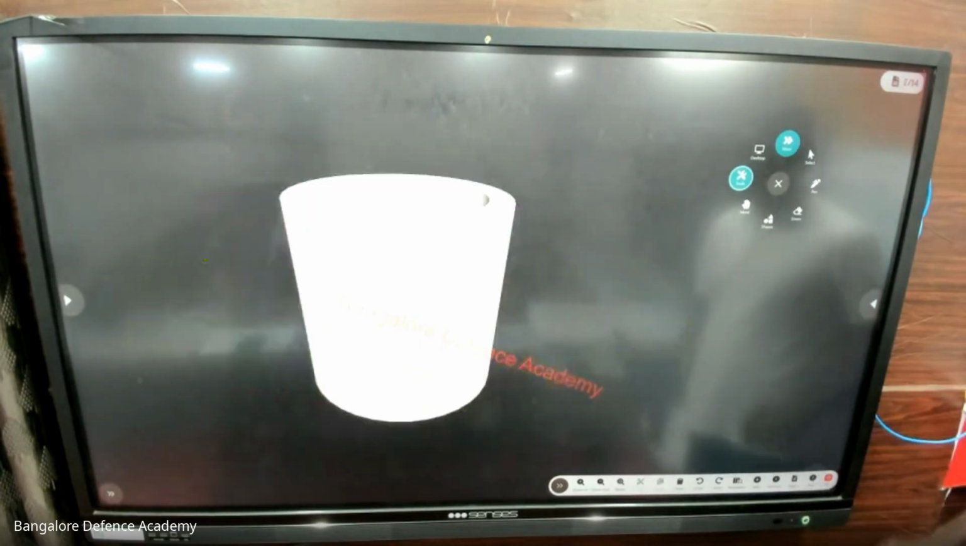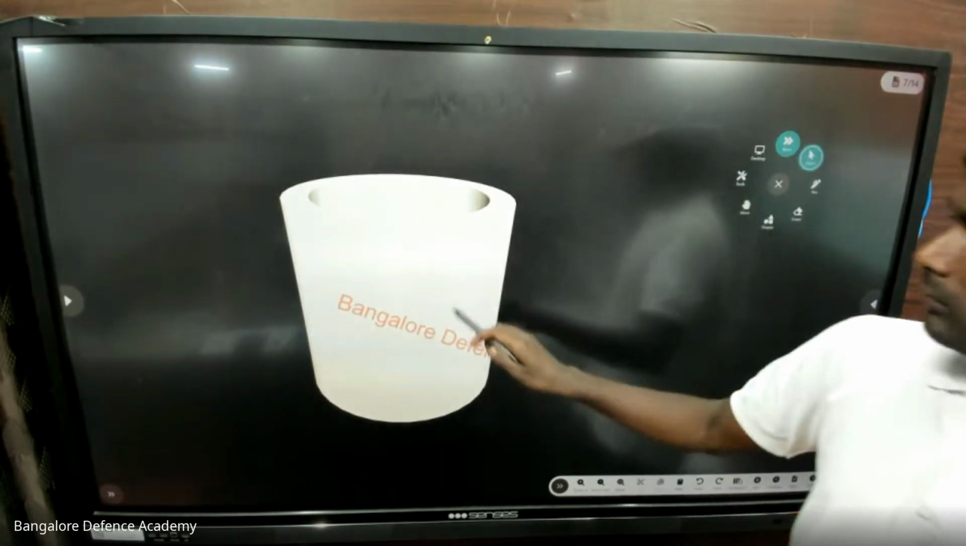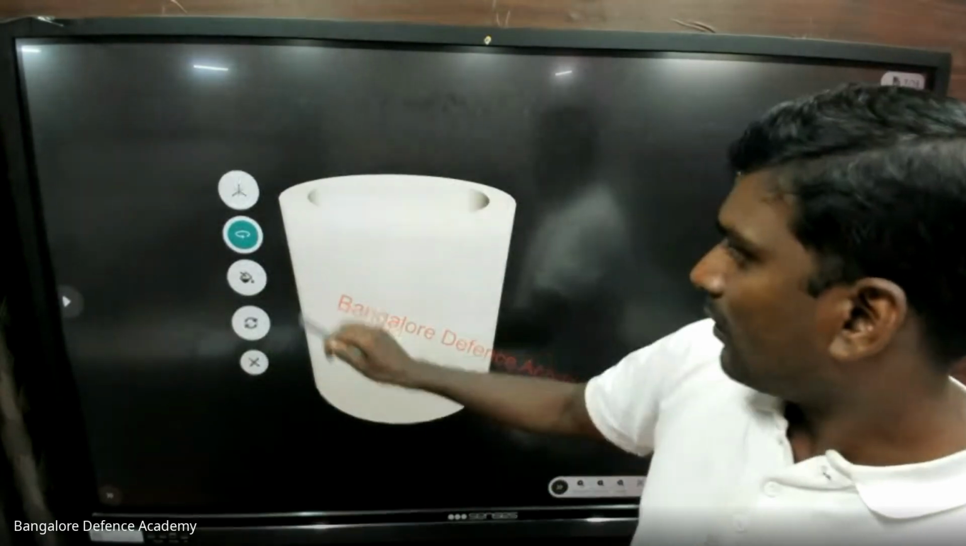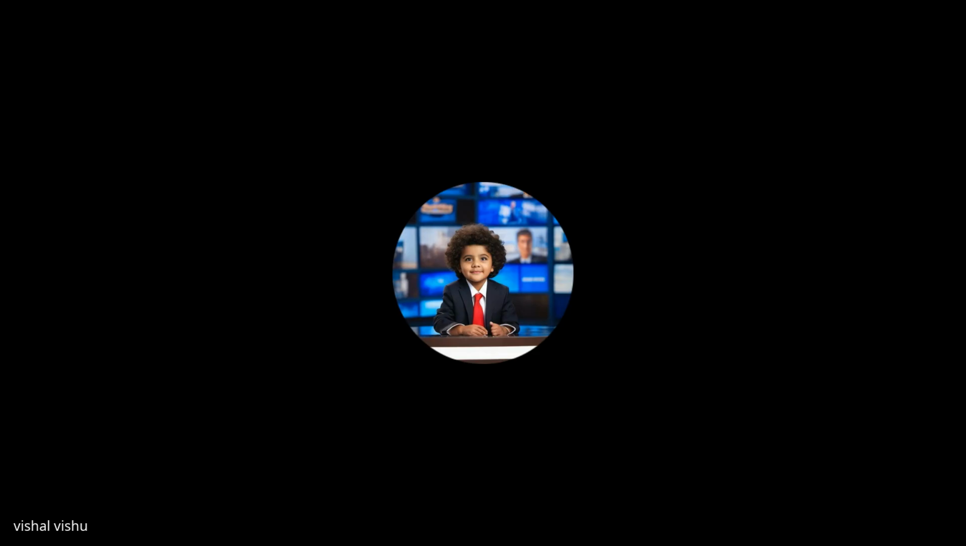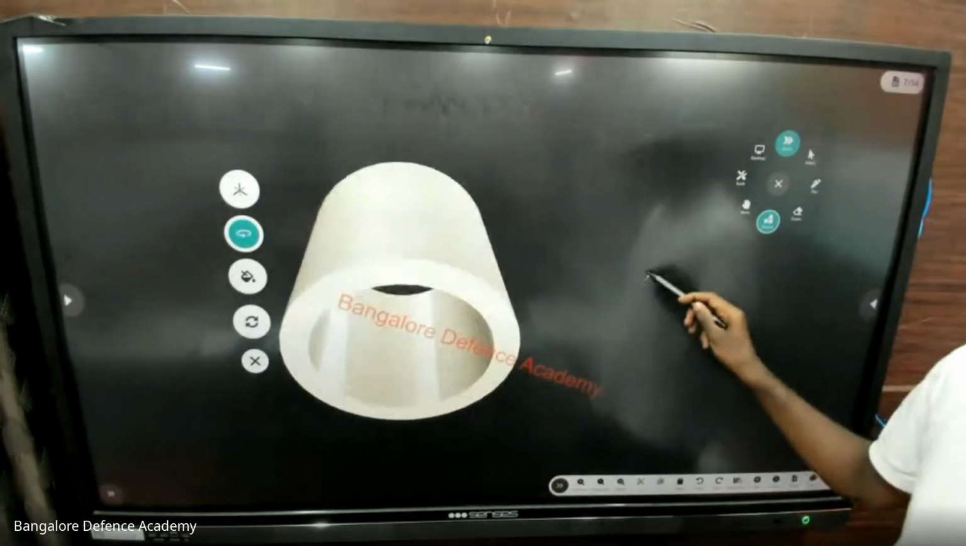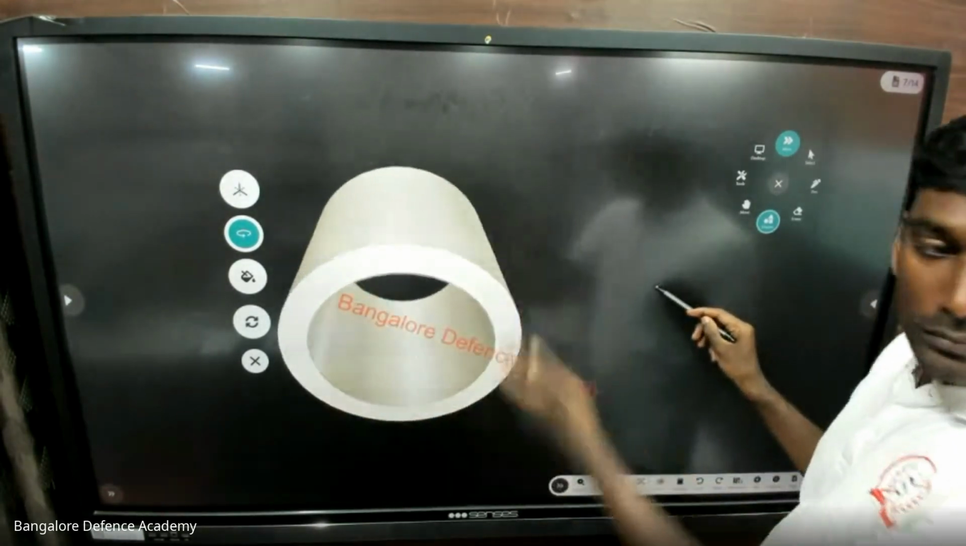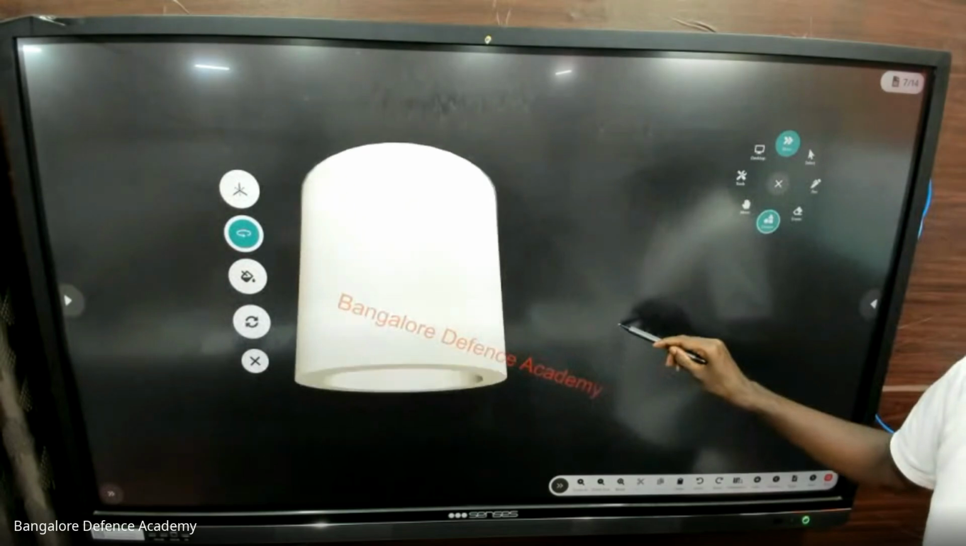Next question. What can you see here, everyone? The cylinder. You can see there is a hole, correct? So this is called a hollow cylinder. Now, if you see the surface of the hollow cylinder, is it flat or curved? Curved. Okay, so here we will have curved surface area.